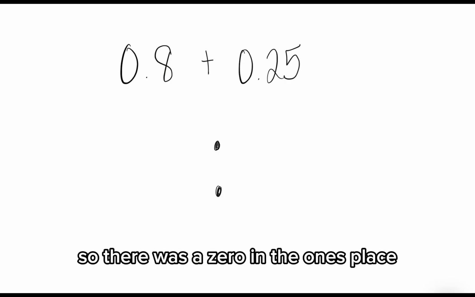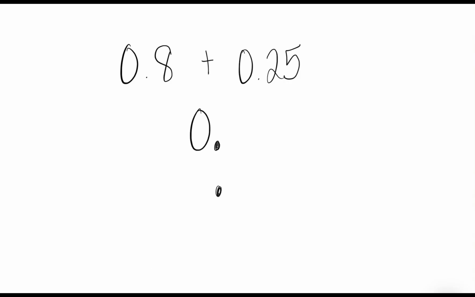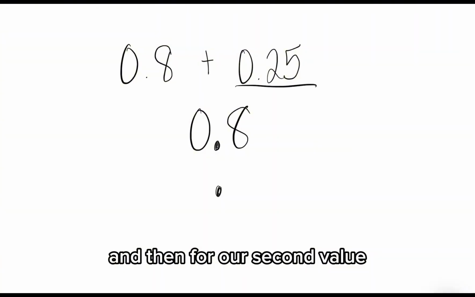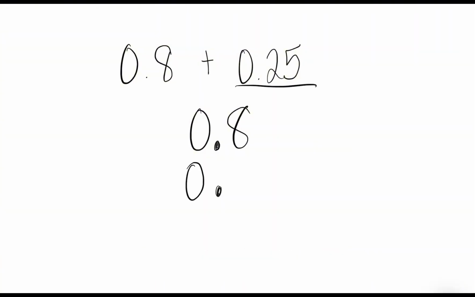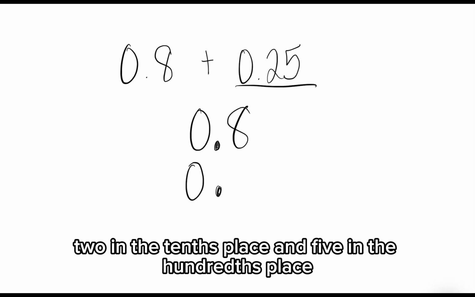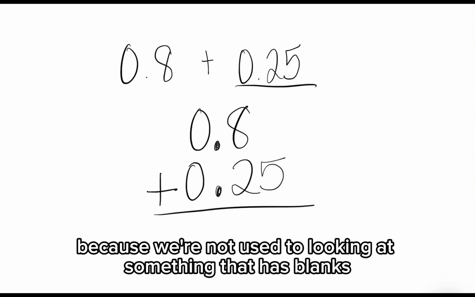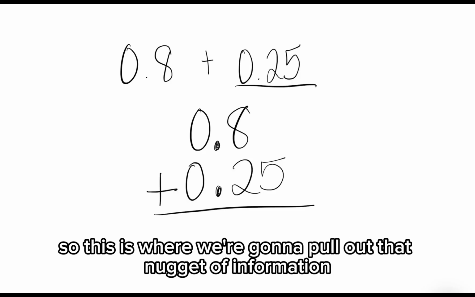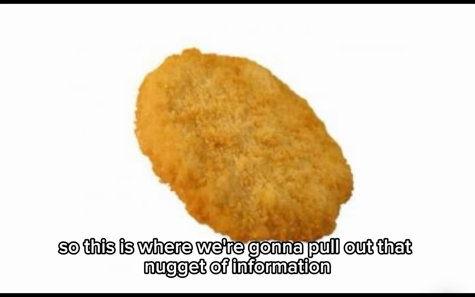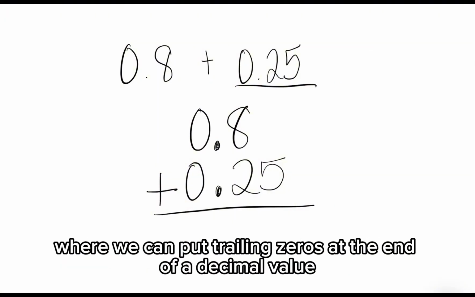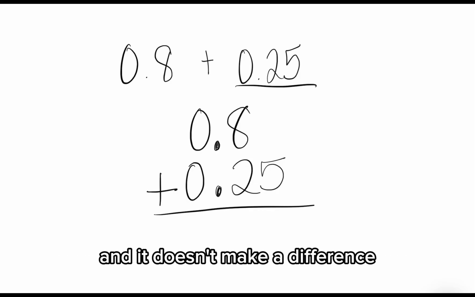So there was a 0 in the ones place, 8 in the tenths place. And then for our second value, we had a 0 in the ones place, 2 in the tenths place, and 5 in the hundredths place. So this looks super confusing because we're not used to looking at something that has blanks where digits are supposed to be. So this is where we're going to pull out that nugget of information from the beginning of the video where we can put trailing zeros at the end of a decimal value and it doesn't make a difference.